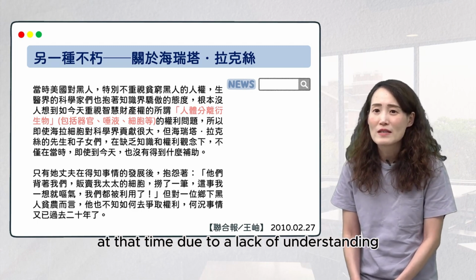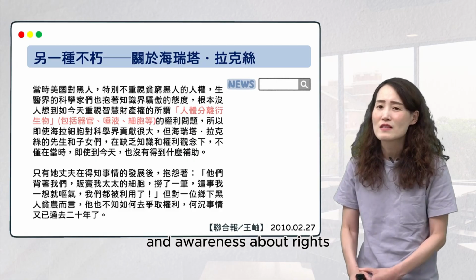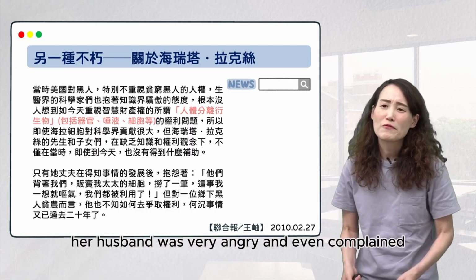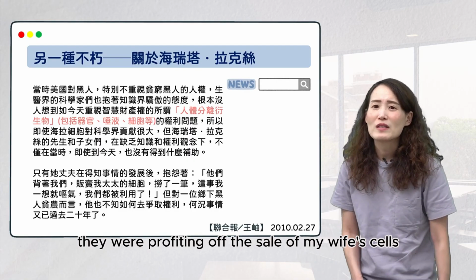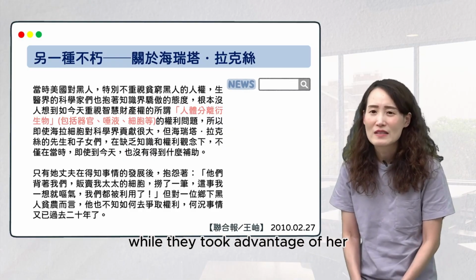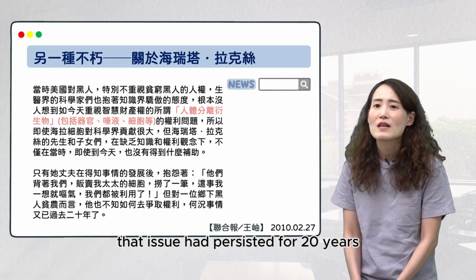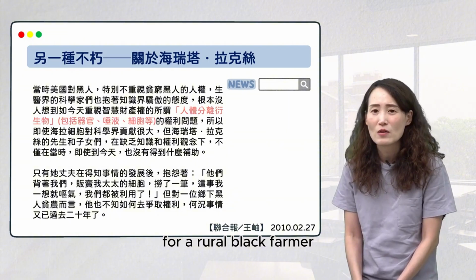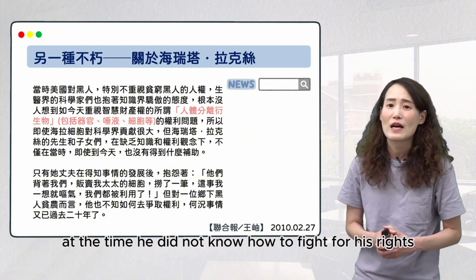At that time, due to a lack of understanding and awareness about rights, her husband was very angry and even complained, saying that they were profiting off the sale of my wife's cells while they took advantage of her. That issue had persisted for 20 years. For a rural Black farmer at the time, he did not know how to fight for his rights.